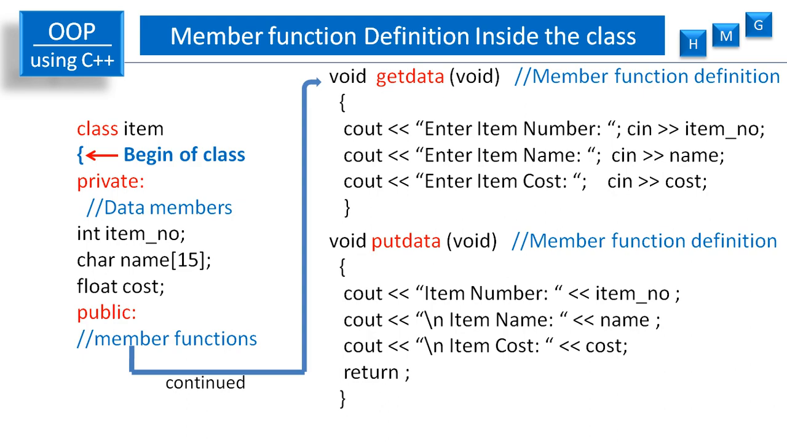So in this way, now I have written the member function definition of get data followed by the member function definition of put data. Now I am going to end the class using closing brace followed by semicolon. So this is the complete class definition, which consists of private section. In private section, the declaration of data members, and in public section, the definitions of member functions, and then ending the class. So all are included in a single entity.